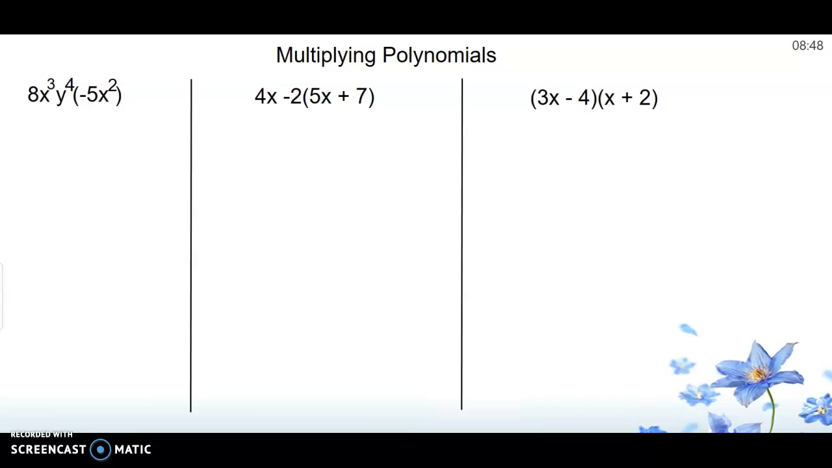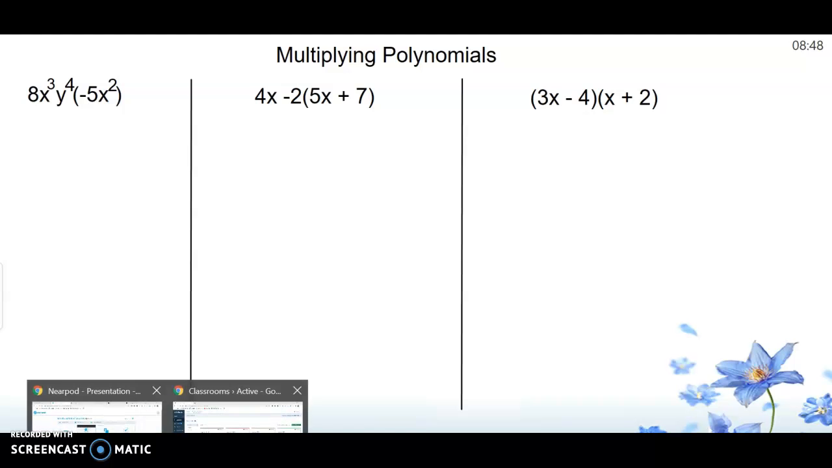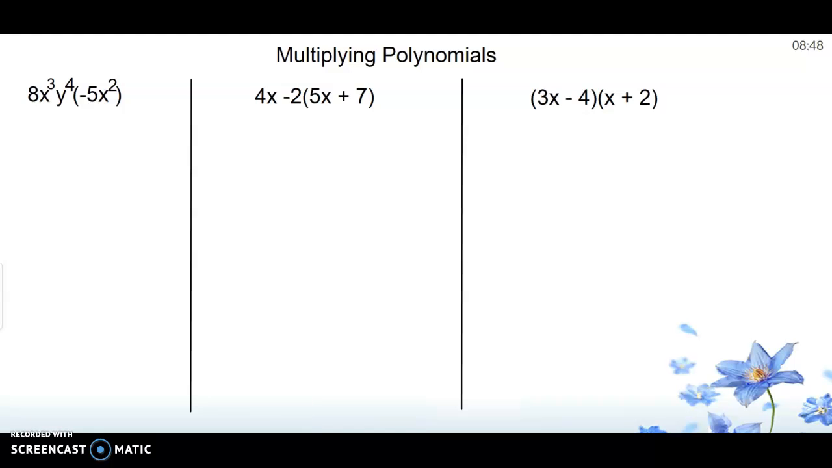Okay, here we go with your review of multiplying polynomials. And we've got three different types here. So let's start with the easiest and the most recognizable, multiplying monomials. So it always goes back to this, really, where we want to make sure we're multiplying the coefficients, those are the big numbers, and we are adding the exponents, okay? So this is the time that it's appropriate to add those exponents.